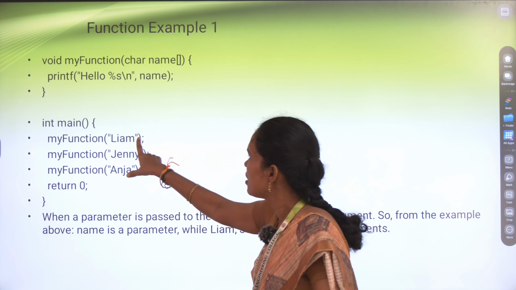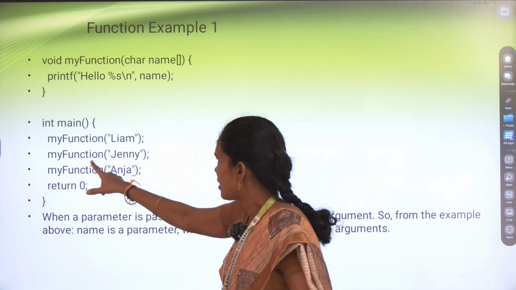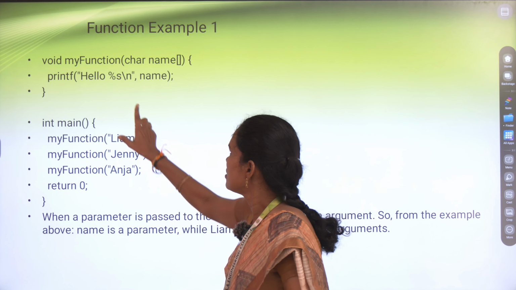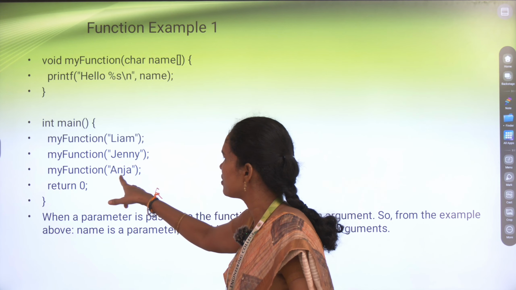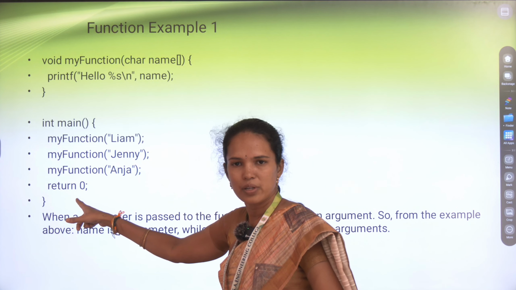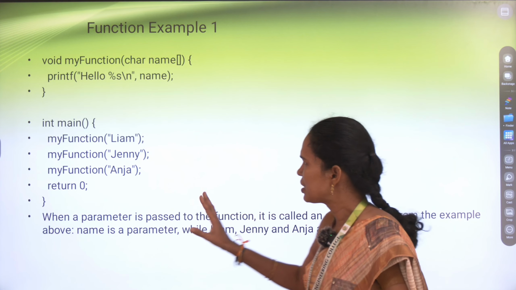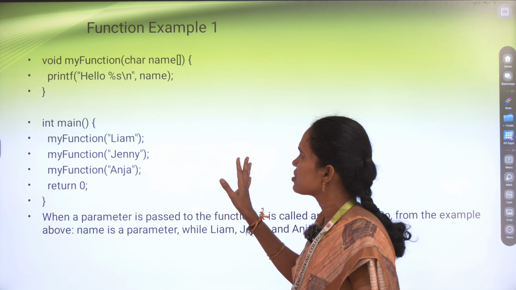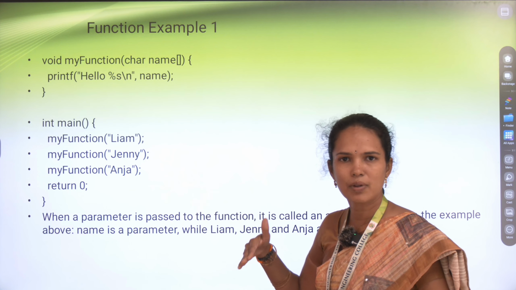So first time I am calling my function with Liam. The function will go here and print hello Liam. Again I am calling the function with Jenny, so hello Jenny. Again the function will go here, myFunction Anja, hello Anja. Again the cursor will come here, return 0, and it will come out. So what will be the output? Hello Liam, hello Jenny, hello Anja. Three times it will print.